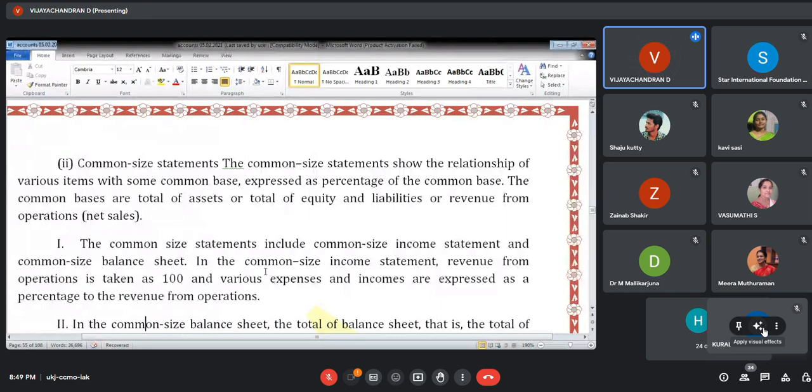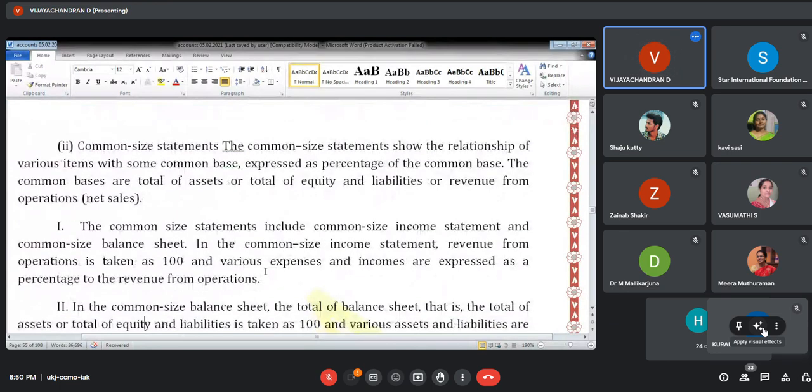In the case of common size, you can't compare between years. You can take only 1 year. In that year, you will take an item as a base. As I told, in the case of income statement, you can take sales as a base, whereas in the case of balance sheet, you can take the total asset as a base. It will be taken as 100, and all other items will be expressed on the base of the total asset in the form of percentage. So that is known as a common size statement.